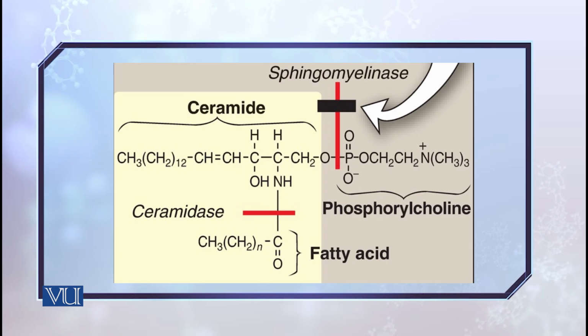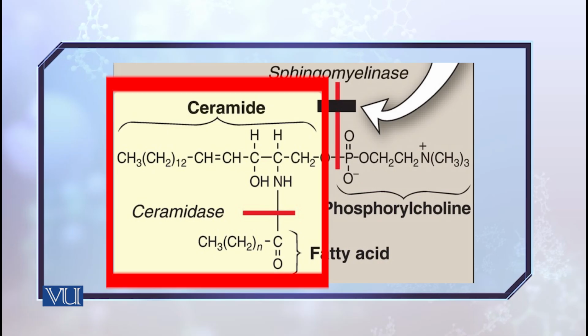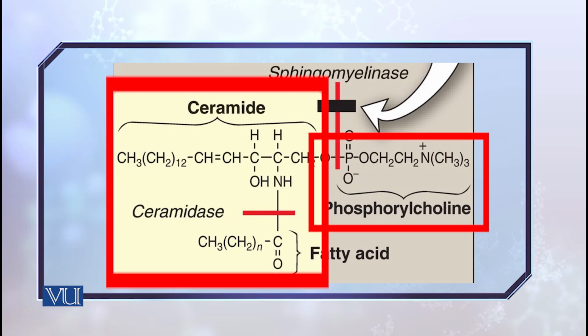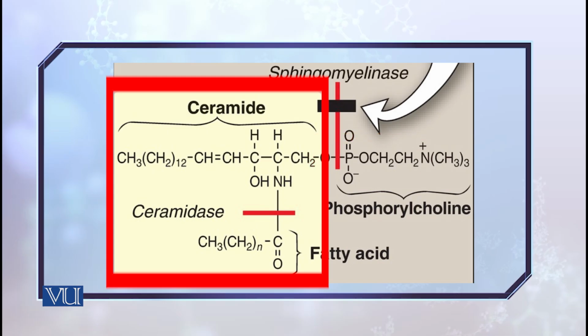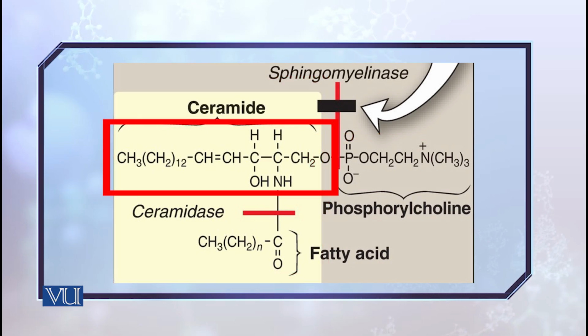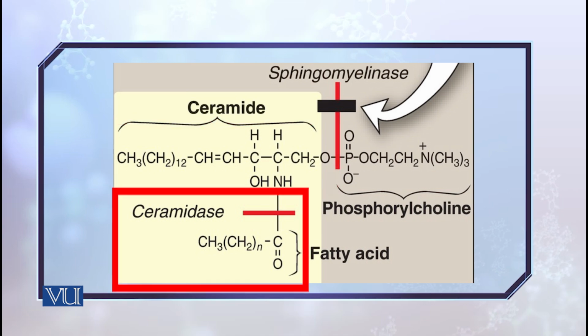So if you see here, as I have told you, the phospholipid, specifically here the example is sphingomyelin. It's composed of a ceramide moiety and a phosphoryl choline moiety. The ceramide moiety in turn is composed of a sphingosine moiety and a fatty acid.